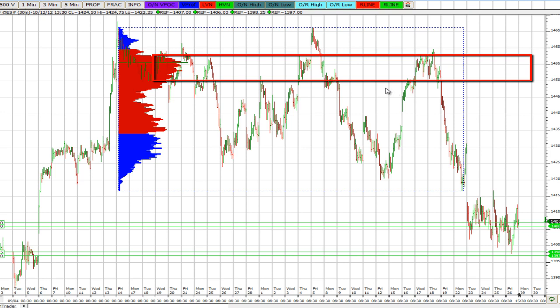Of course, what also coincides here is this launching point of this drop that took us out of this balance area, so this becomes important too. So we have the high volume node and the breakdown launching point. This whole area is important, and we can draw in resistance at this whole level on the bigger picture. So let's go ahead and do that.